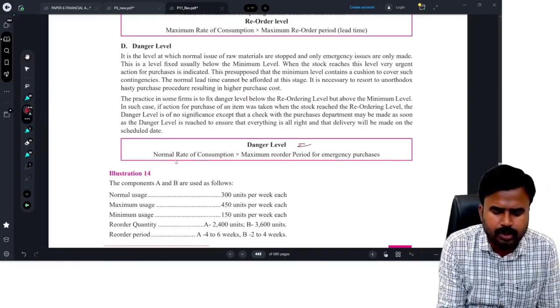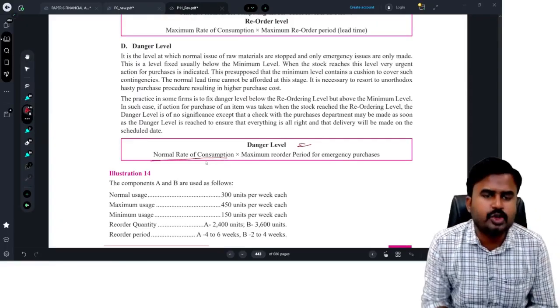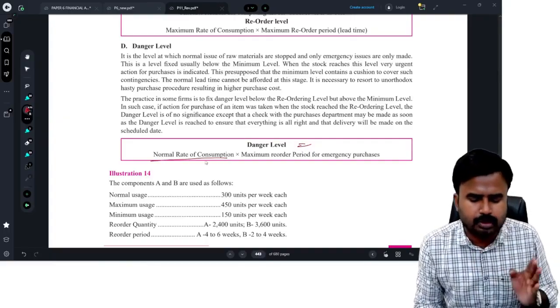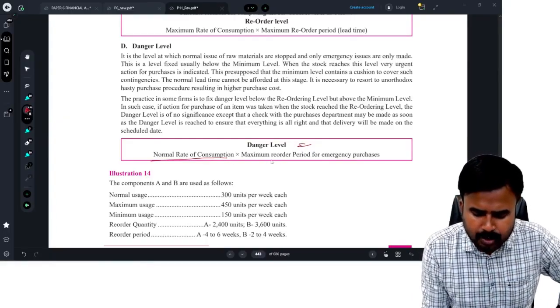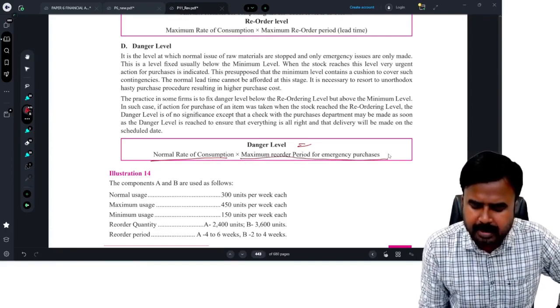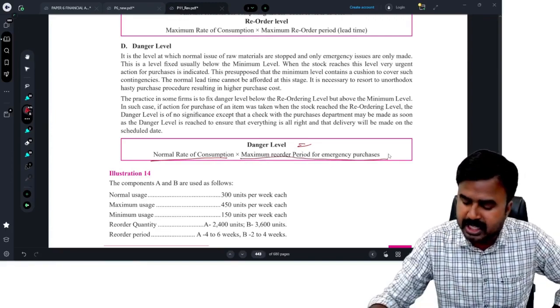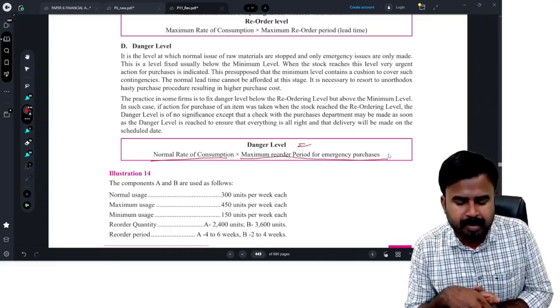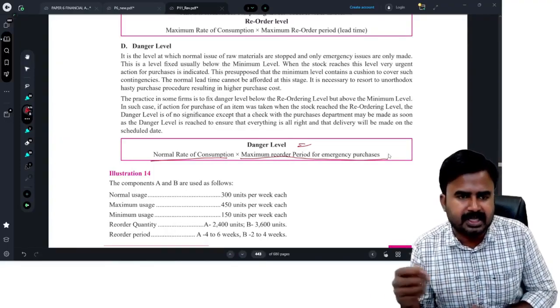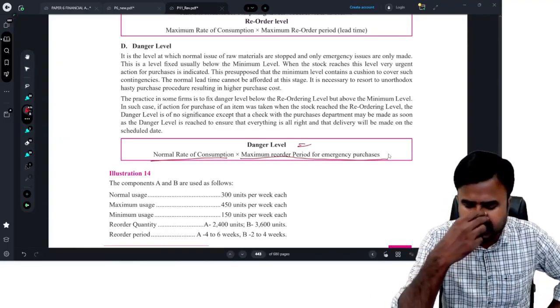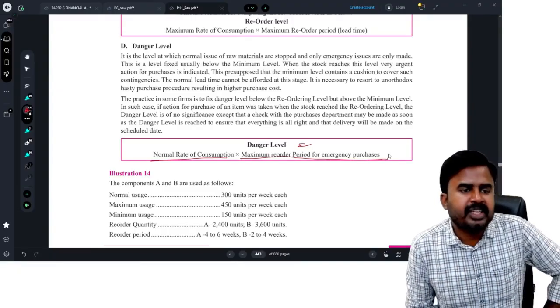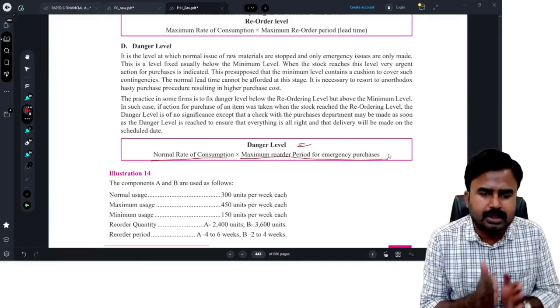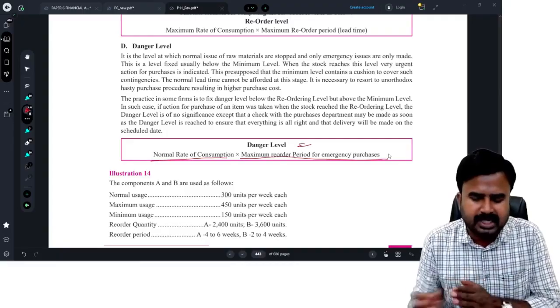Danger level is equal to normal rate of consumption. Dear students, normal rate of consumption or average rate of consumption, both are the same. Average consumption to maximum reorder period for emergency purchases. So please remember this formula also. Danger level is equal to average consumption into maximum lead time for emergency purchases.